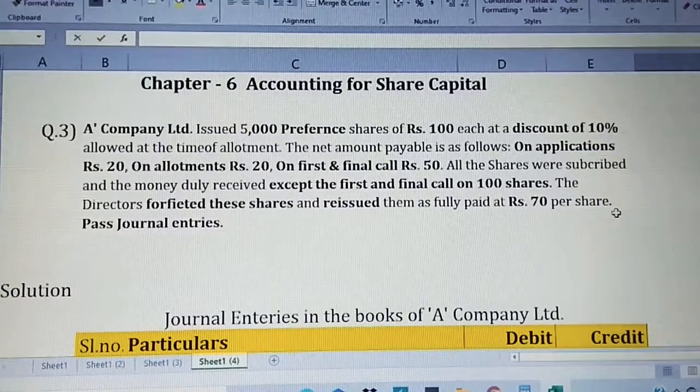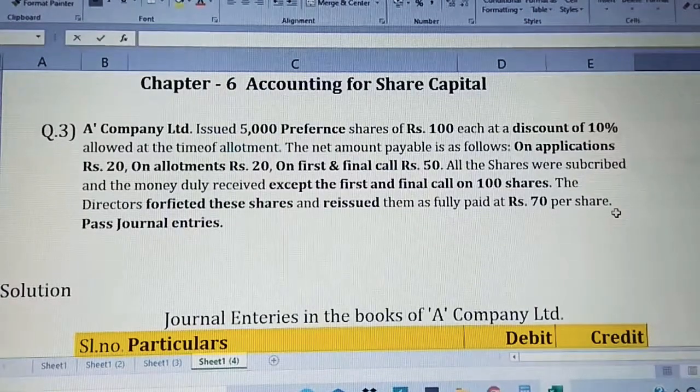Hi students, coming to this video, we are going to go for question 3. This is with a discount. In the previous video we came across the issue of shares at premium. So here we are going to see the issue of shares at discount. In each video we are going to go for different methods and ways that have been preferred by the company.